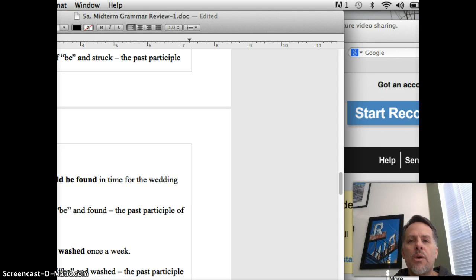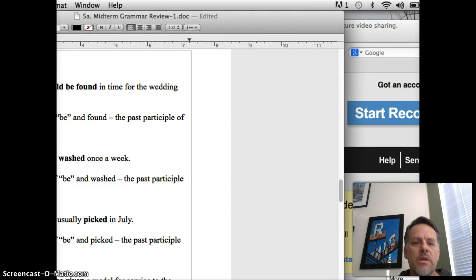Number 3, dirty clothes are washed once a week. This could be in an army barracks or in some rooming house, or any situation where perhaps all the dirty clothes are washed at one time. So we have a form of be here, are, plus the past participle of wash, washed. Dirty clothes are washed once a week.